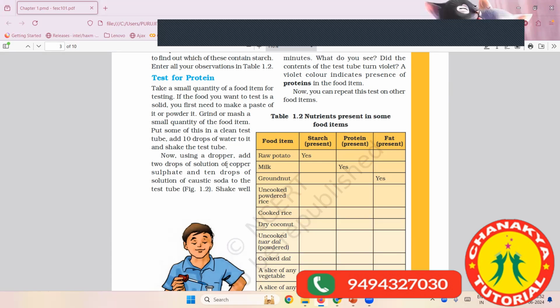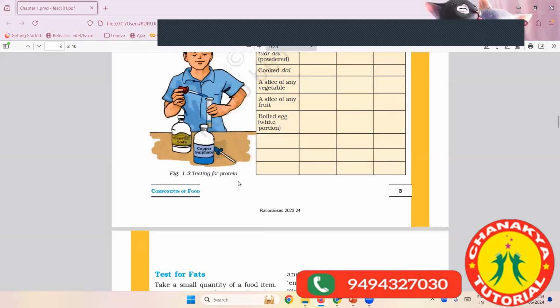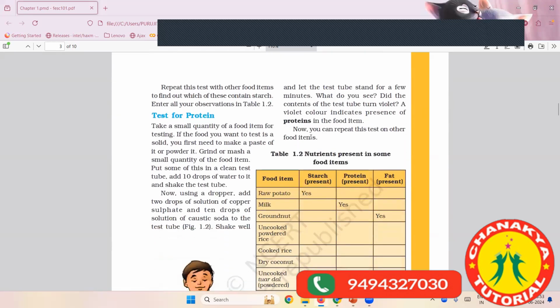Now, using a dropper, add 2 drops of solution of copper sulfate and 10 drops of solution of caustic soda to the test tube. Shake well and let the test tube stand for a few minutes. What do you see? Did the contents of the test tube turn violet? Violet color indicates presence of proteins in the food item. Now you can repeat this test on other food items. So, test for protein.